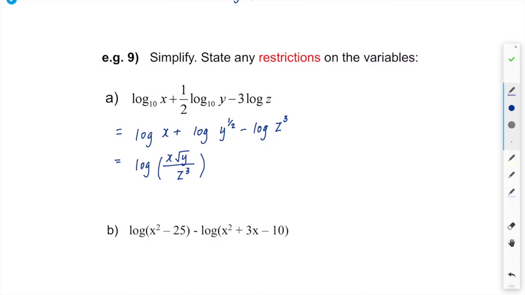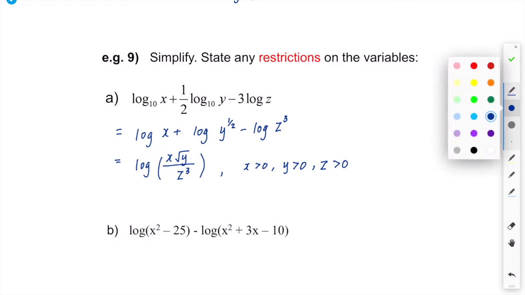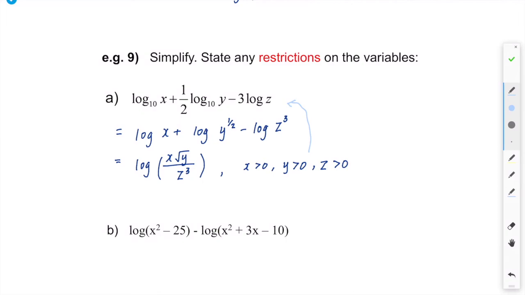And now let's think about the restrictions. Base and also what the number or the value of what's being logged needs to be greater than 0. So x must be greater than 0. y must be greater than 0. And z must be greater than 0. And it's okay because this is not equal to 0, so we don't have to worry about dividing by 0. And when I state these restrictions, I'm actually referring to the very, very beginning of this expression to start from, because that's how everything's defined based on.